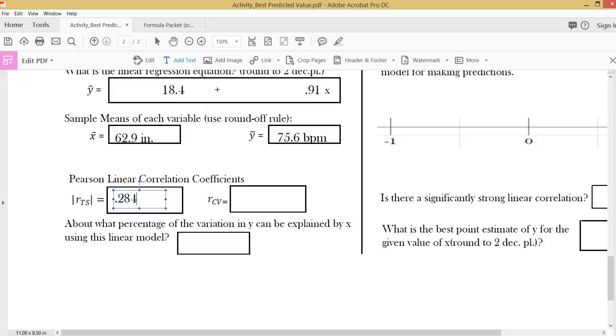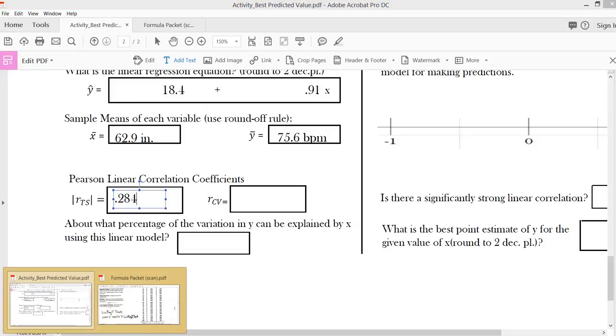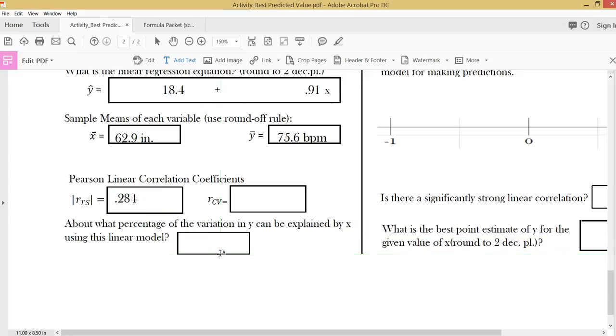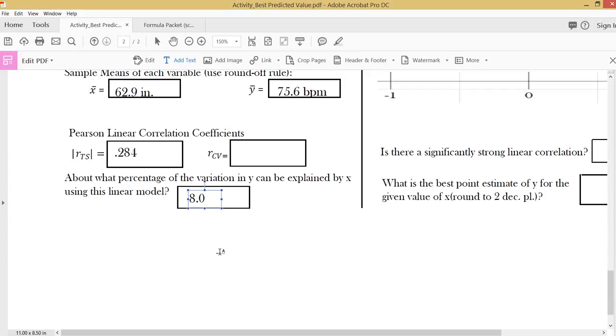And the critical value, actually, before I go into critical value, let's calculate r squared real quick. 0.284 squared, and then we have an answer of 8.07%. Okay, so this time it's doing a little better. Not great, but it is somewhat better.